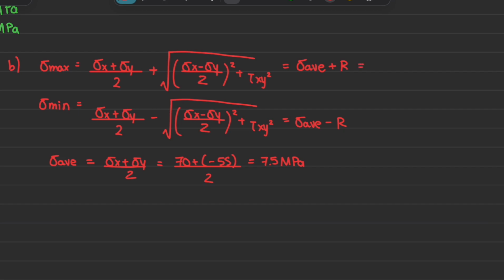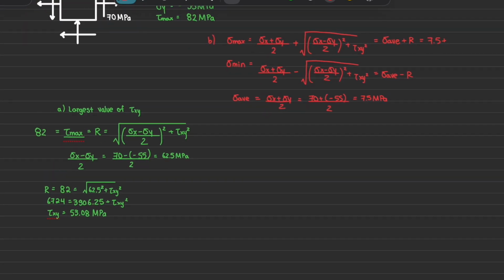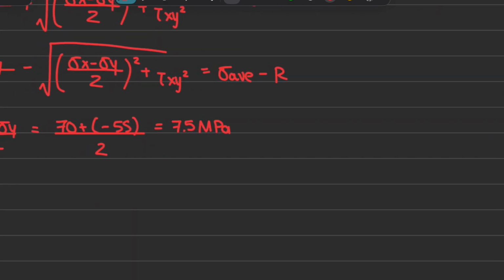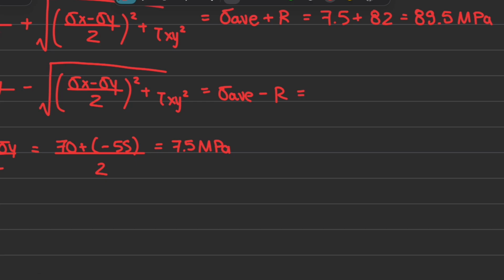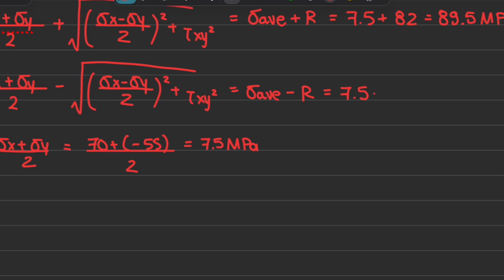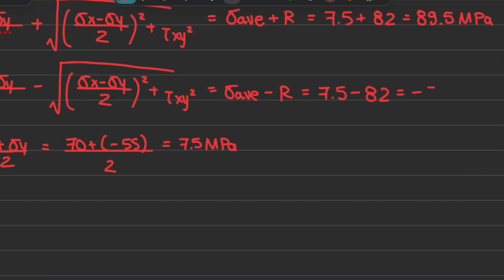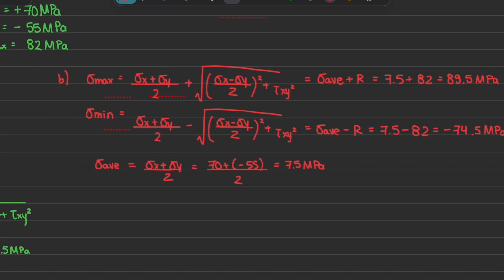So that would give us 7.5 plus the radius, which was, is it 82? Yeah, plus 82, which gives us 89.5 megapascal. And for our minimum, we write the same thing, 7.5, which is our average, minus 82. And that gives us minus 74.5 megapascal. And that's how you solve it, guys.